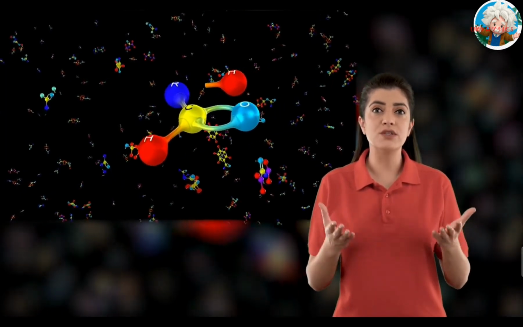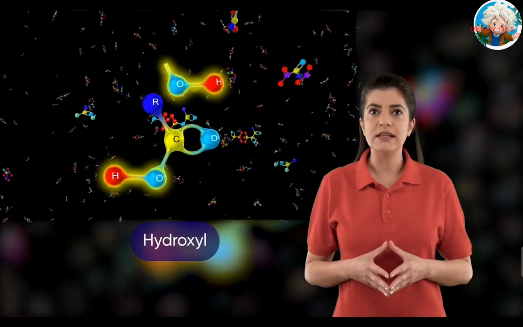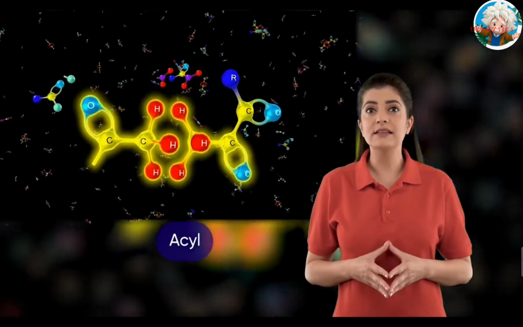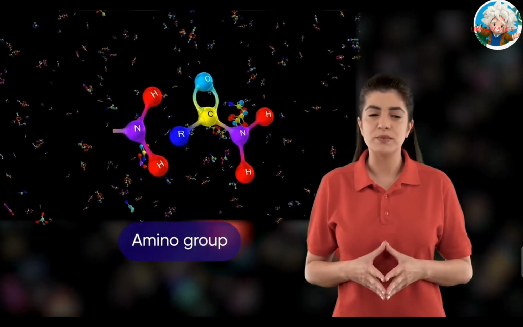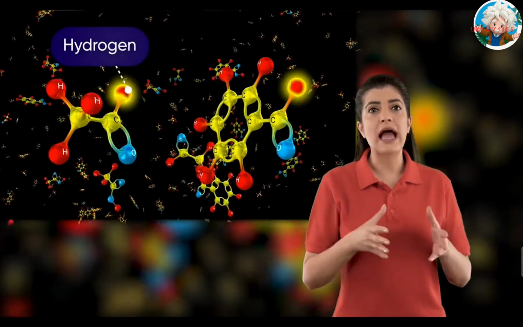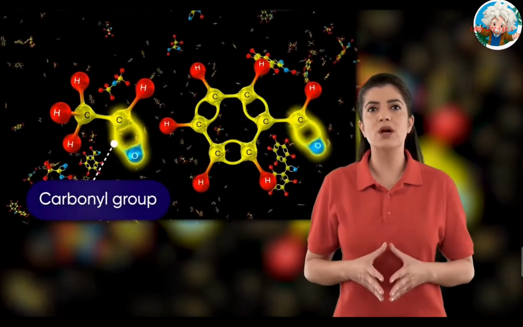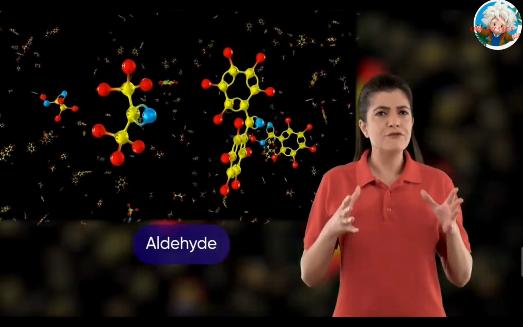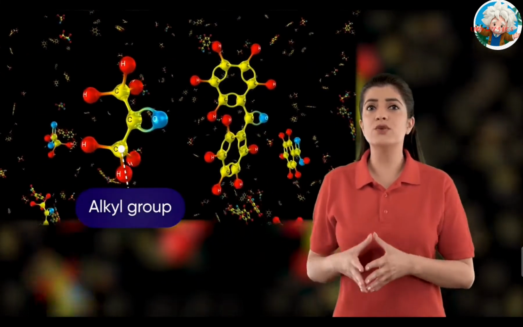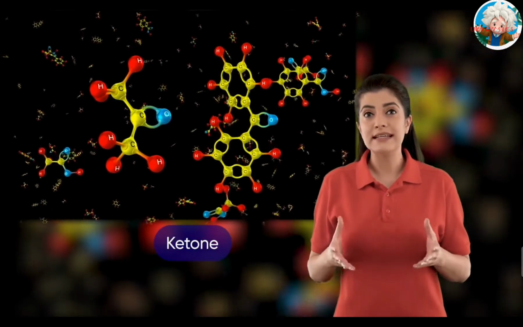Carbonyl compounds are classified according to the presence of hydrogen, alkyl, aryl, hydroxyl, alkoxy, acyl, chlorine or amino groups attached to the carbonyl group. If one hydrogen and one alkyl or aryl group is attached to a carbonyl compound, then the compound is an aldehyde. If two alkyl groups or aryl groups are attached to the carbonyl carbon, the compound is a ketone.